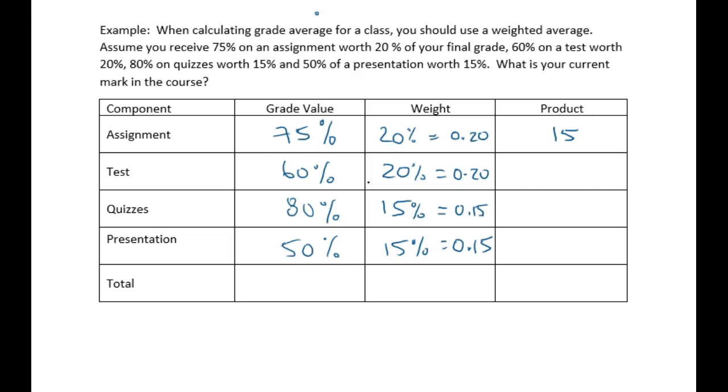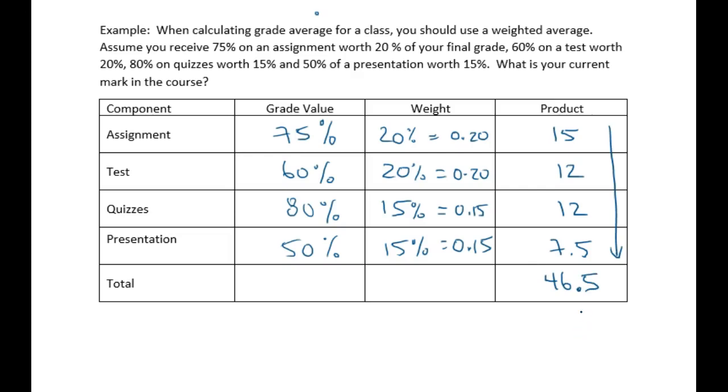The test component, 60 times 0.20, I get 12. So 12 out of that 20% is what I've gained. Quizzes, 15% of my grade, so I got 80%, so 12. And then finally, 15%, I'm going to get half of that, so 7.5 on that value. So what we want to do is sum up our products. We've done our multiplication, we're going to sum up our products, and I end up getting 46.5.